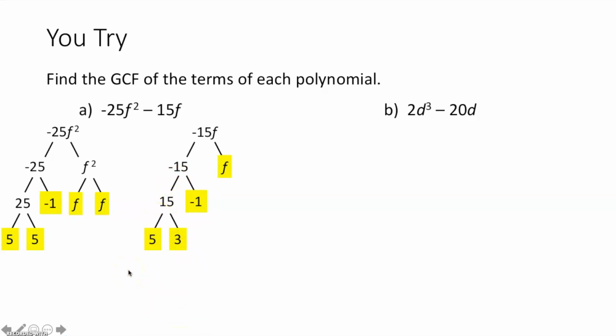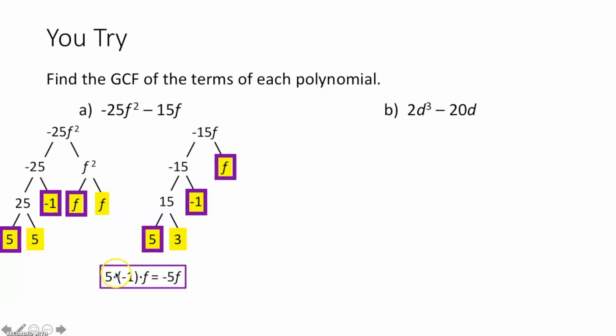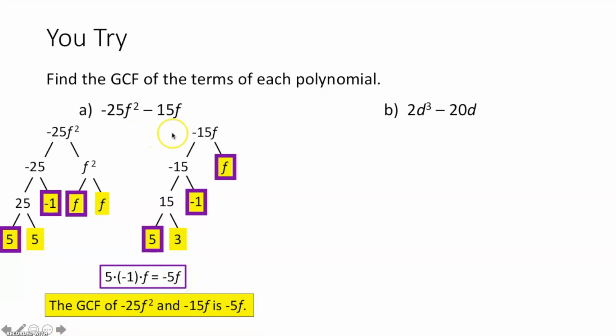Awesome. Now, we have broken these all the way down. What do they have in common? Well, they have a 5, they have a negative 1, and they have an f. If we multiply those together, we get our GCF. 5 times negative 1 times f is negative 5f. So that would be the GCF of these two terms.